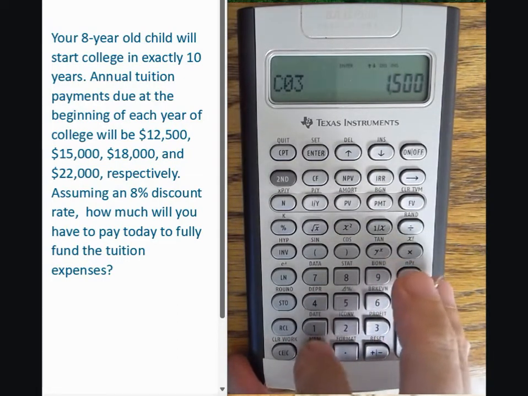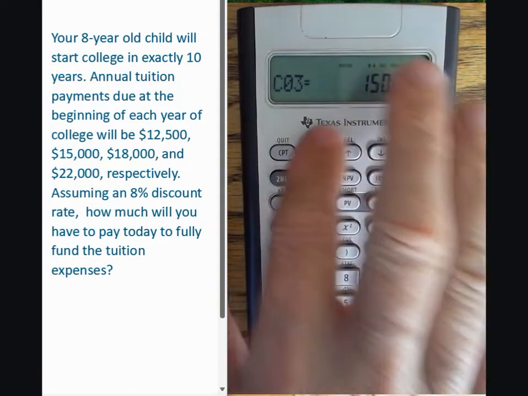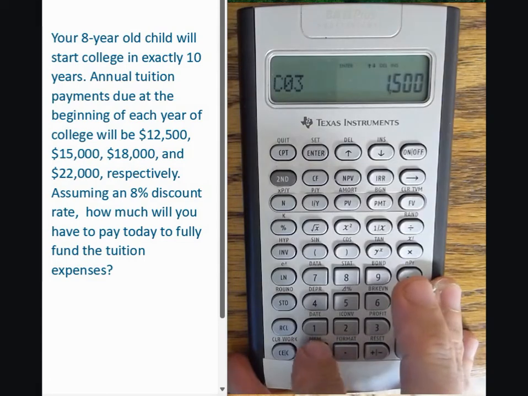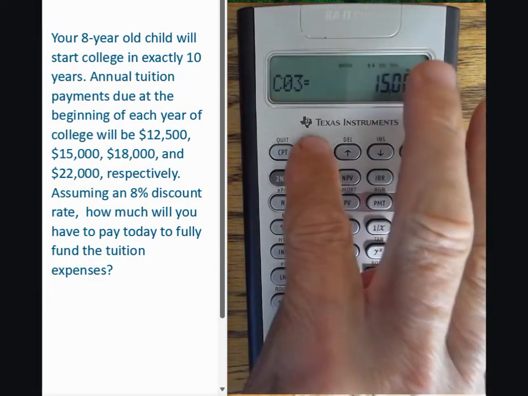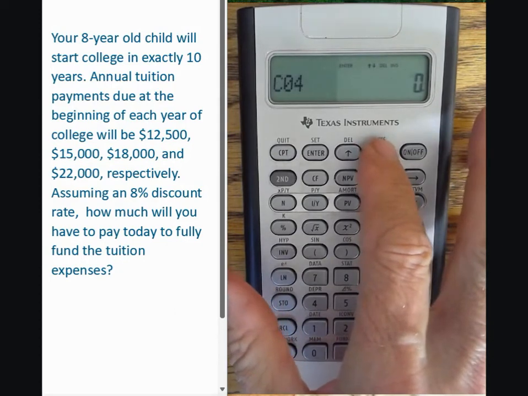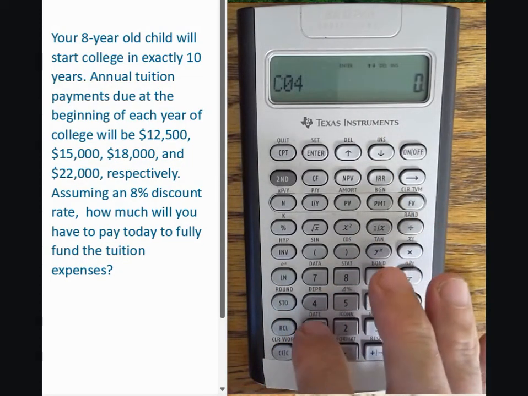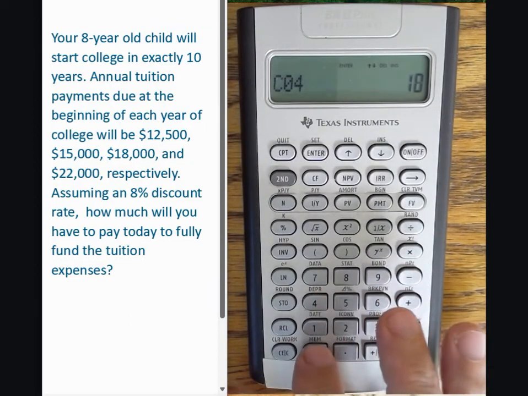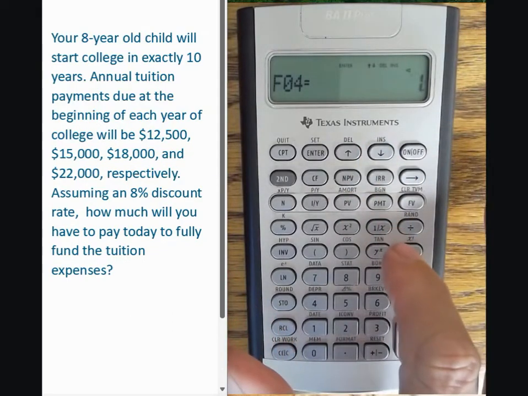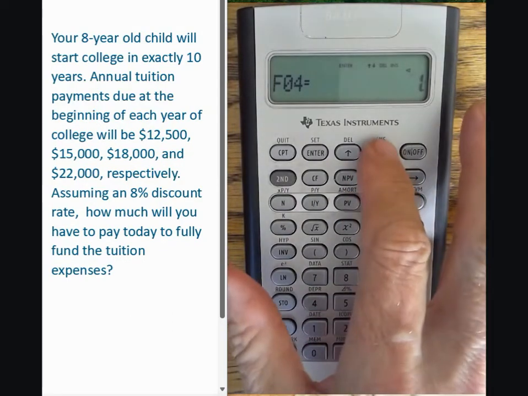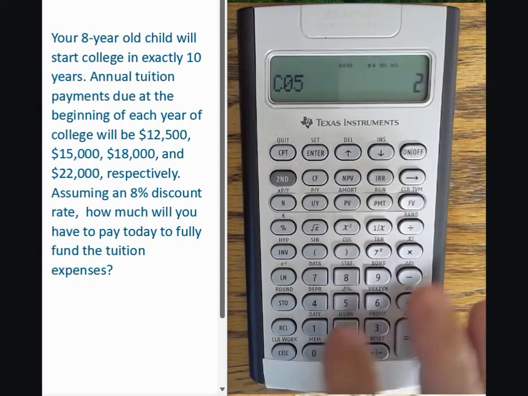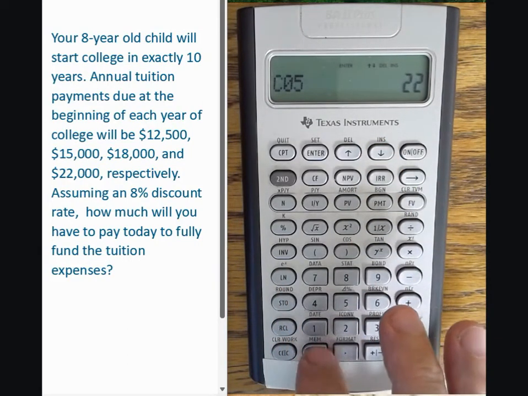15,000. Enter. Oops, I've got too many zeros. Enter. Press the down arrow. It's going to leave that as 1. Then 18,000. Enter. Going to leave that as 1, but again, if there were more of them in a row, I would change that. The down arrow button. Then 22,000.